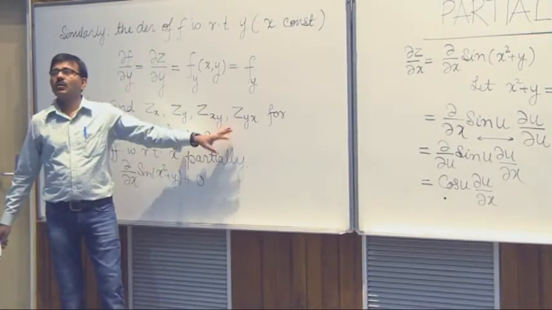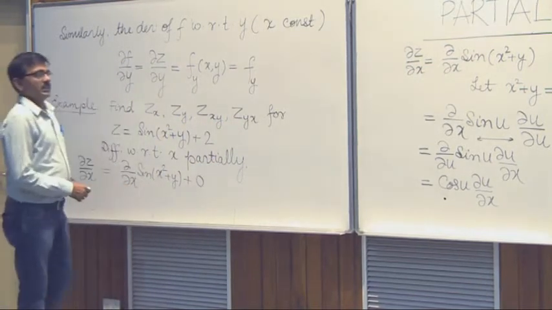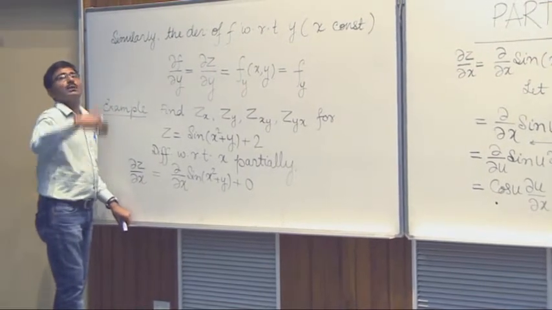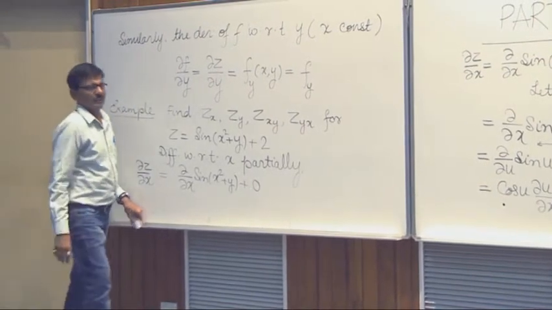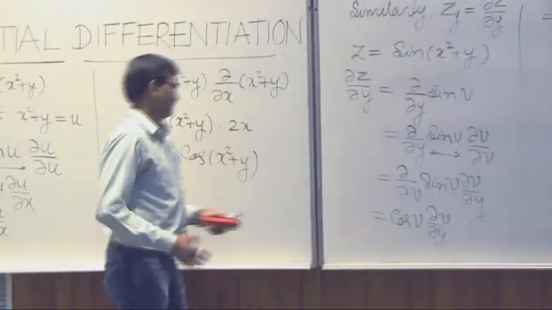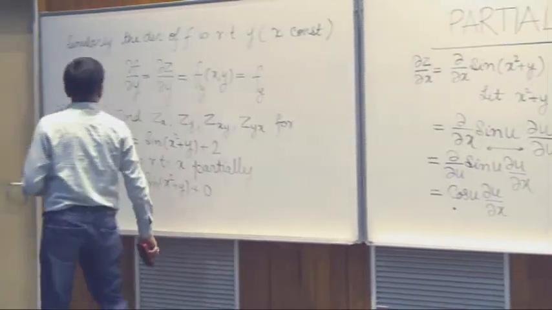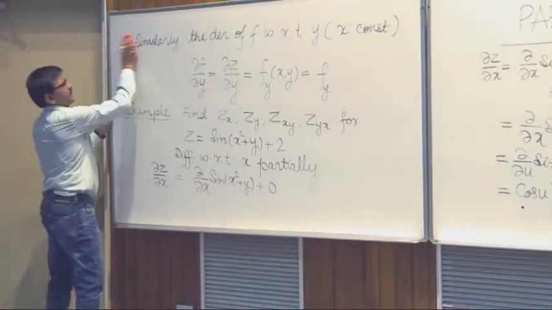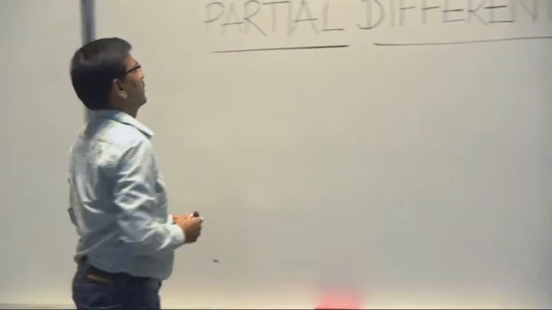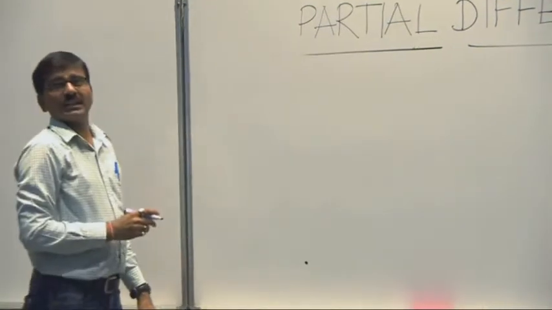Yes, so these things are still left here. Zxy and Zyx. These you can call higher derivatives. It means one more time we are doing differentiation. That's also exactly on the same lines we can move. Now, derivatives of higher order.